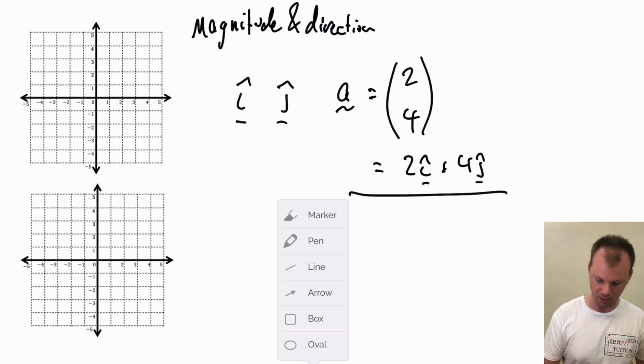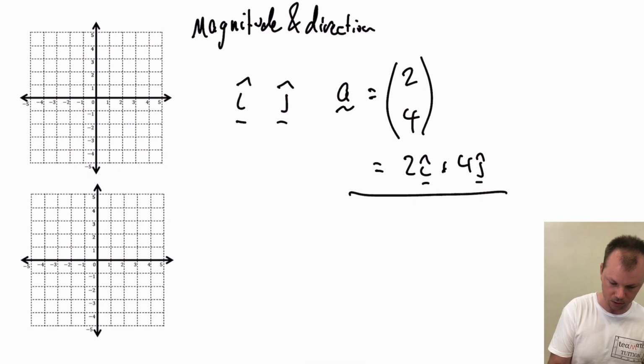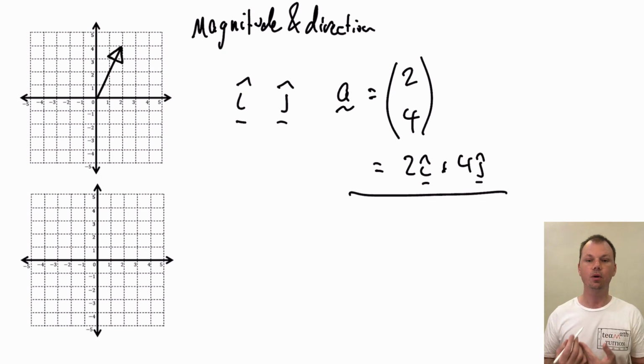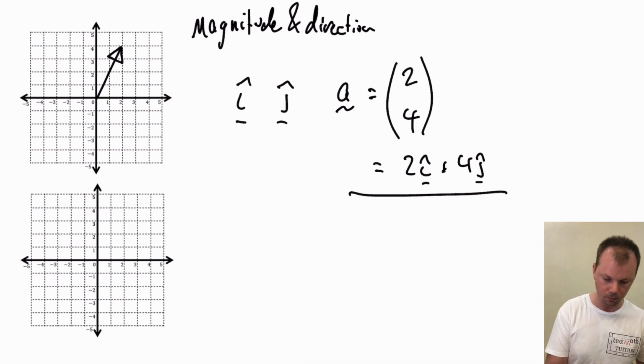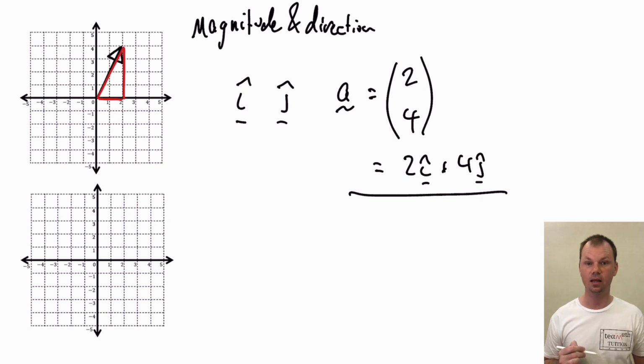Let's draw the vector on the Cartesian plane. So it's going 2 across and 4 up. That's our vector here. If I want to calculate how long that arrow is, I can draw a triangle. It's going to be right angled because our axes are right angled. And the magnitude of the vector is just the length, or the hypotenuse, of that triangle.